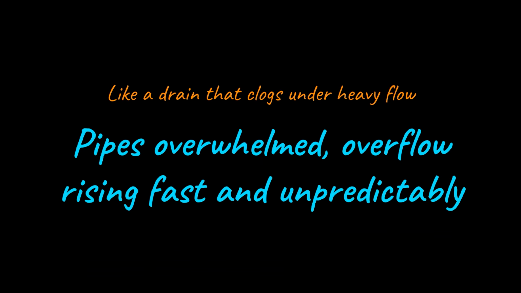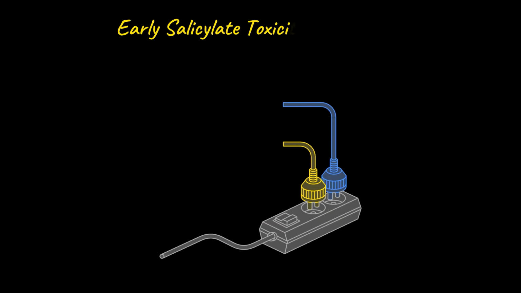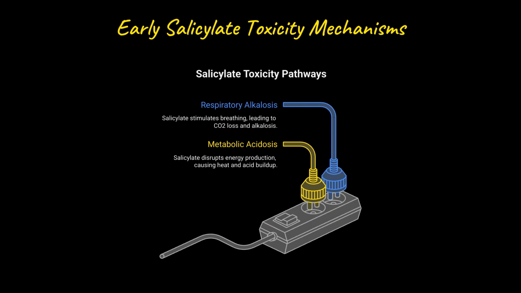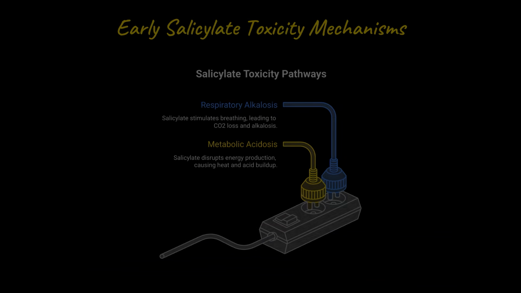Small increases in the amount swallowed cause large, unpredictable jumps in blood level, sliding a patient from uncomfortable to critically ill far faster than expected. Two mechanisms drive the early picture simultaneously. Salicylate directly stimulates the brainstem breathing center, causing rapid deep breathing that blows off carbon dioxide and creates respiratory alkalosis. At the same time, it disrupts cellular energy production, generating heat and acid, producing fever, heavy sweating, and metabolic acidosis.